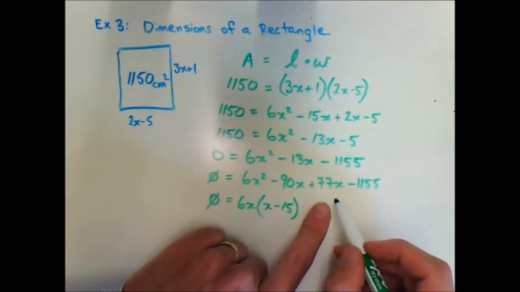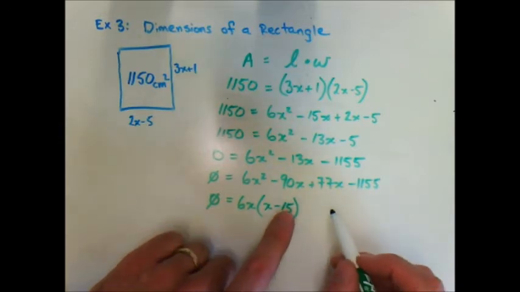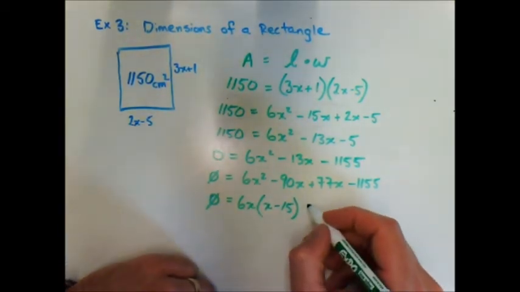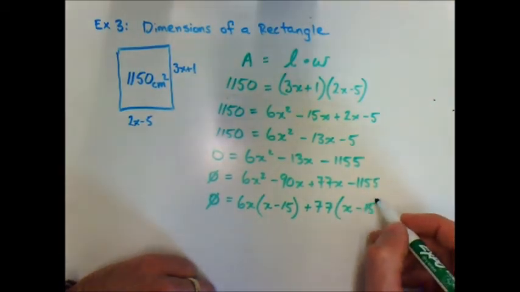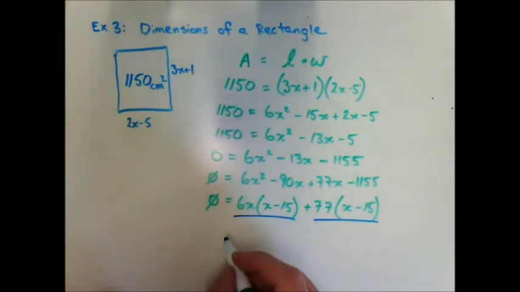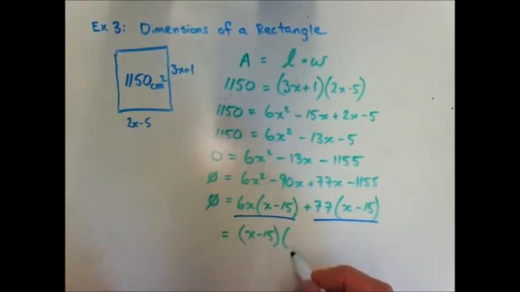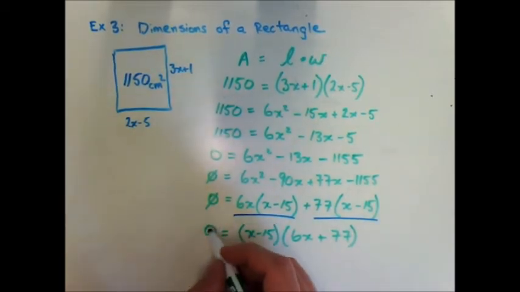And then again, I would go to the calculator and I'd say, okay, well, I know I want to be left with x minus 15 as one of my terms. So can I divide 1155 by 77? Your calculator would say yes. So go ahead and do that, which would leave you with x minus 15. Now I have two terms, and I have a common factor between those two terms. So let's go ahead and take out our common factor, which is x minus 15. And then from this term, we're left with 6x. From this term, we're left with 77. This is factored.